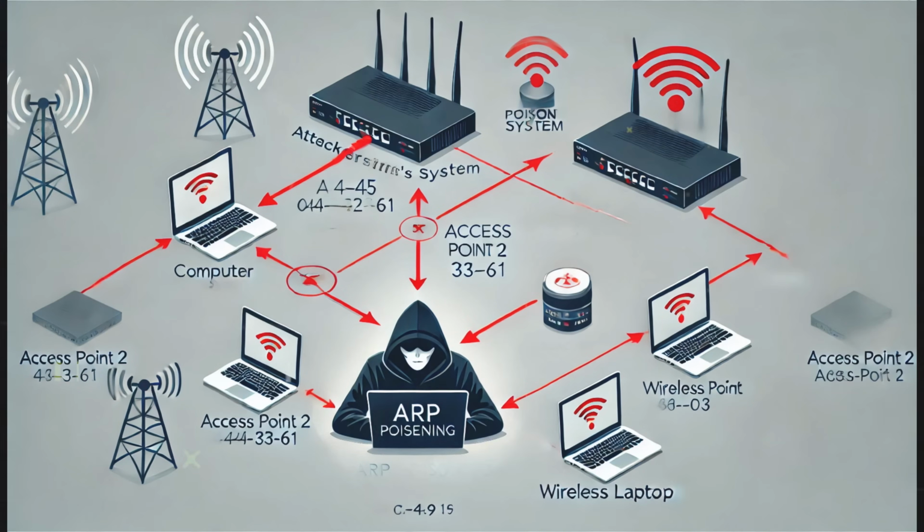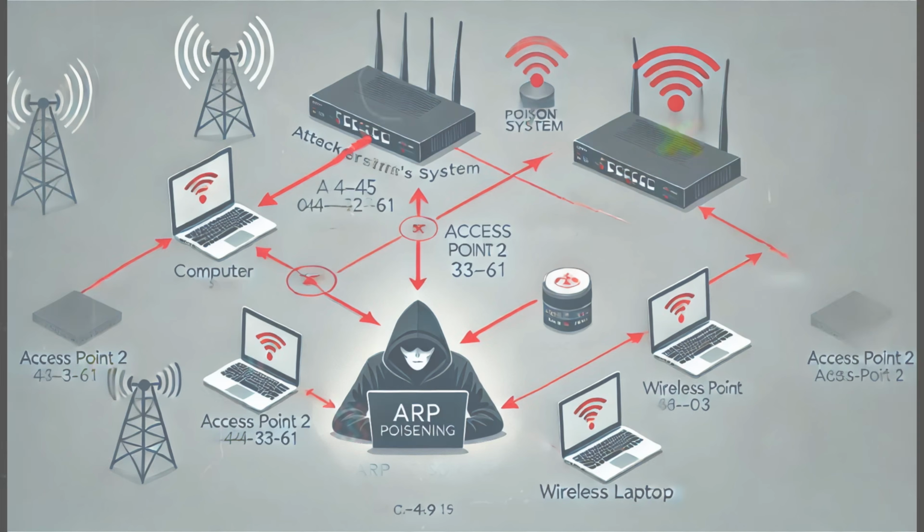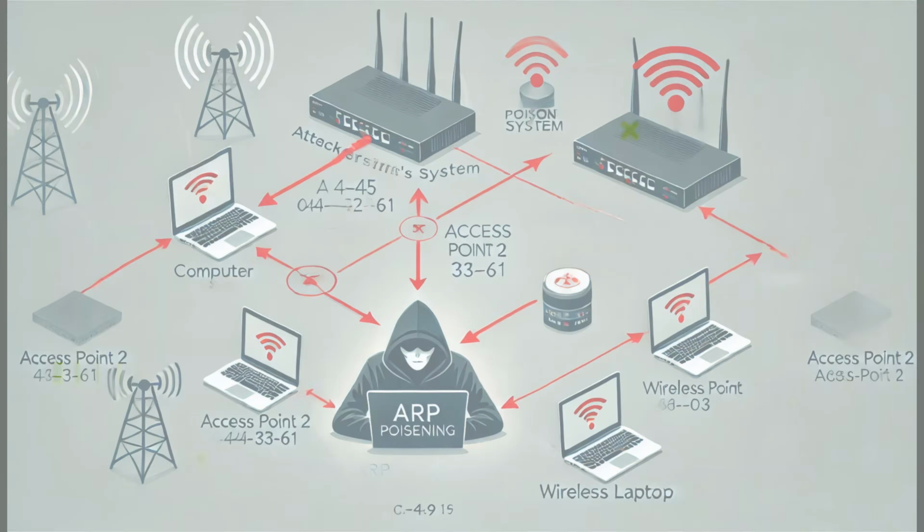ARP, or Address Resolution Protocol, is how a device on a network finds out the MAC address of another device when it already knows the IP address. But here's the problem. ARP doesn't have any built-in verification to confirm if a response is actually coming from the right device. This lack of verification is exactly what ARP poisoning exploits.